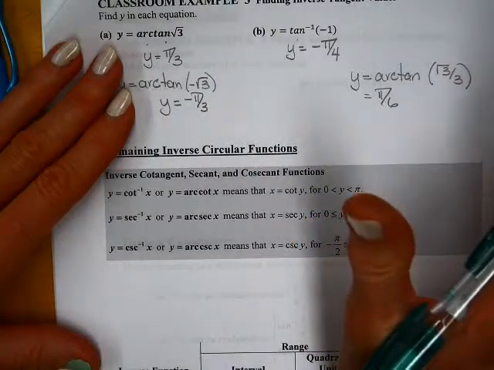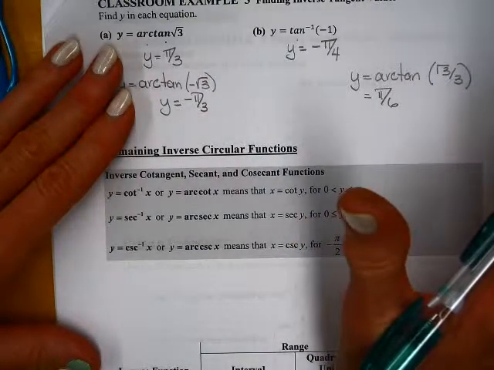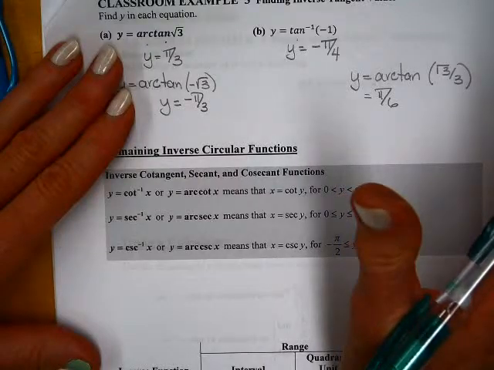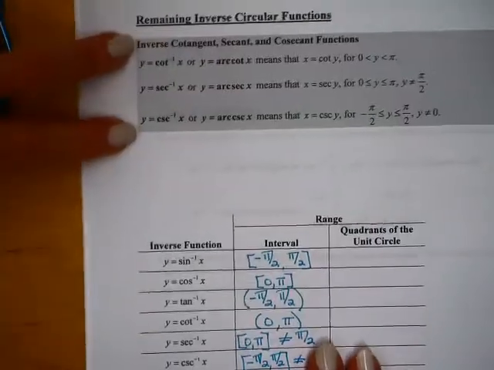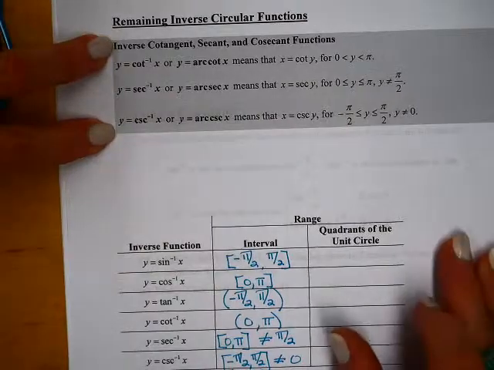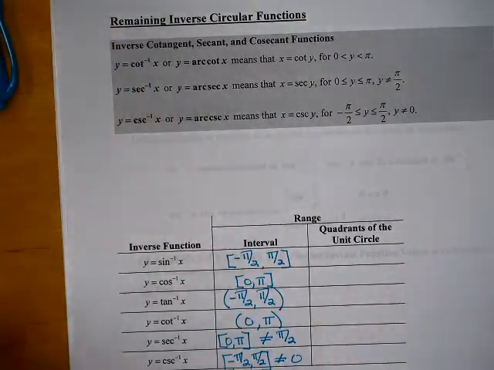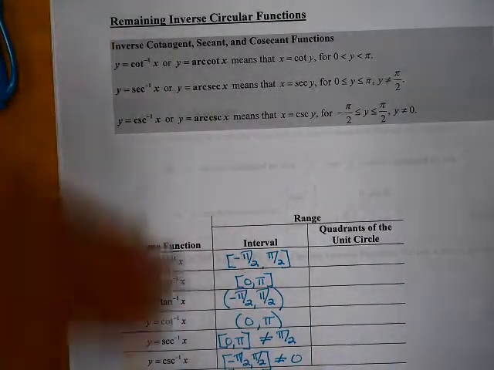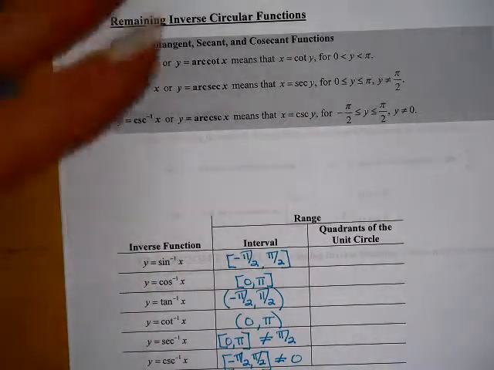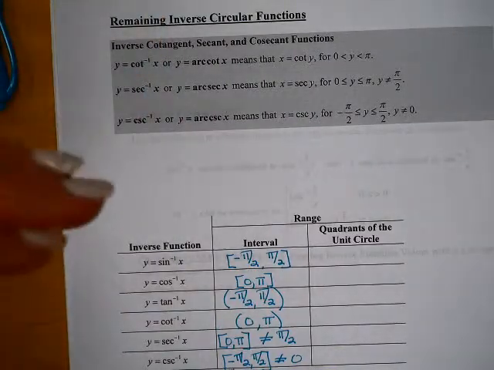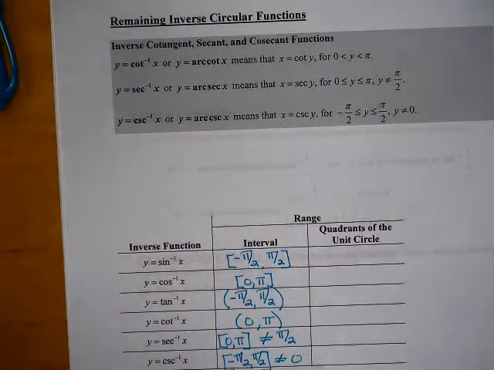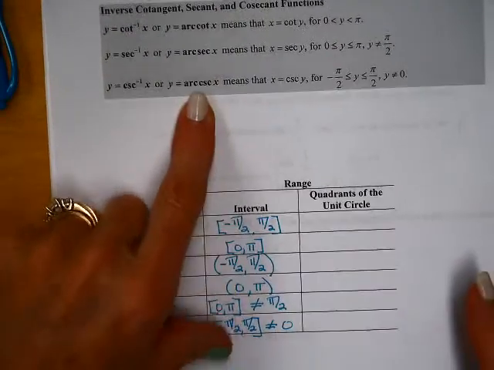Okay. Question? I have one cosecant. How would you solve that? Okay. All right. Let's get to those. Here we are right here. Okay. Now, the reciprocal of these functions, they have taken and they've restricted them also. So let me show you how they restricted those. And you asked for cosecant, so let's talk about that one first.